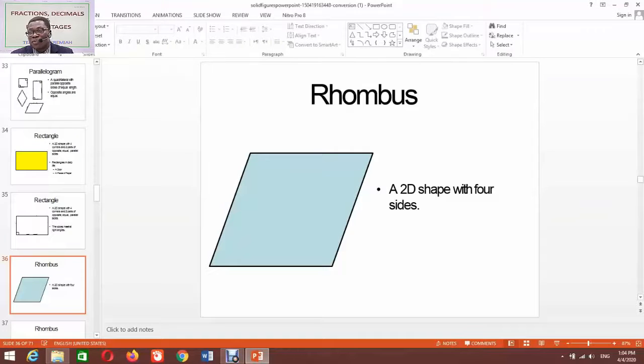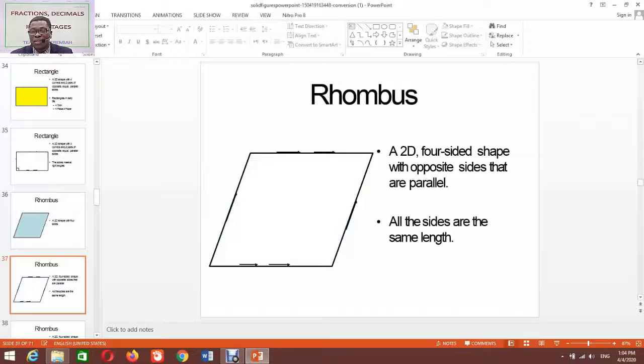Rhombus. The shape on the screen is a rhombus. A rhombus is a 2D 4-sided shape with opposite sides that are parallel. All the sides are the same length.